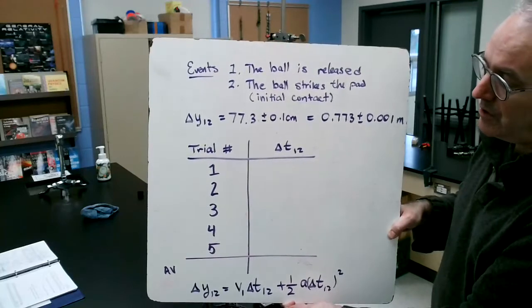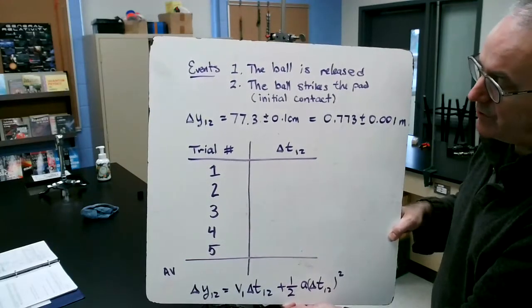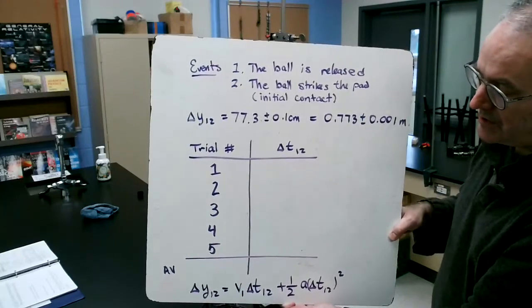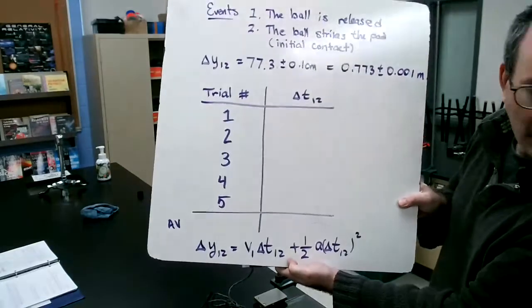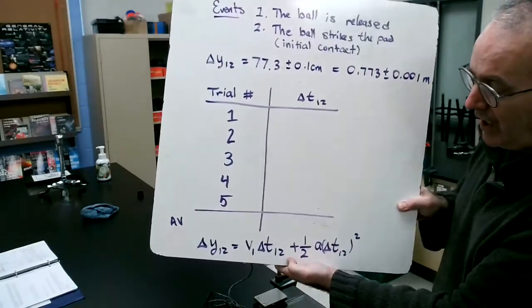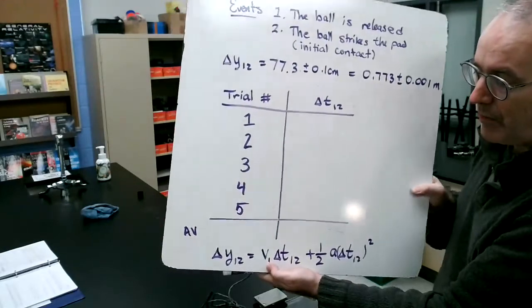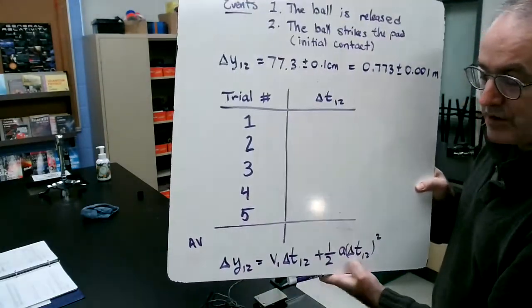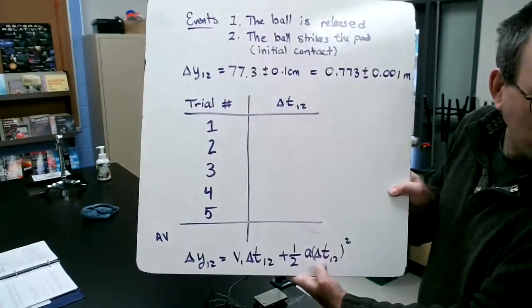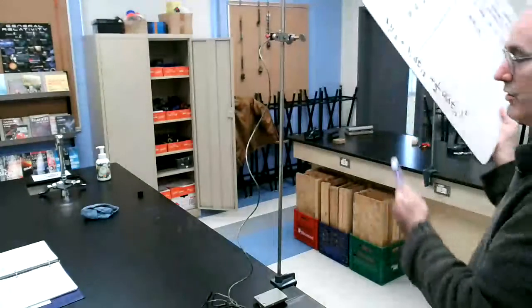And then I said I'm going to do 5 trials. I'm going to collect 5 pieces of data for delta T12. I'll put my units in there. They should be in seconds. And then at the end I can use this equation, which is one of my big 5, to determine what acceleration is. Because I know the initial velocity is 0, I know the distance the ball falls, and I'm going to have the time. So between those things I should have no problem determining what the acceleration due to gravity is.